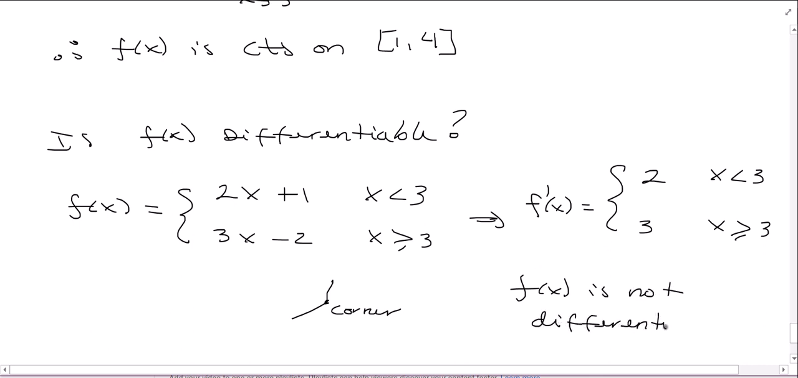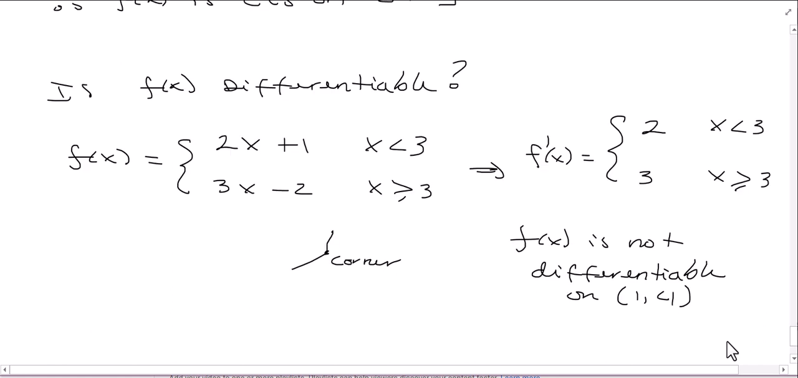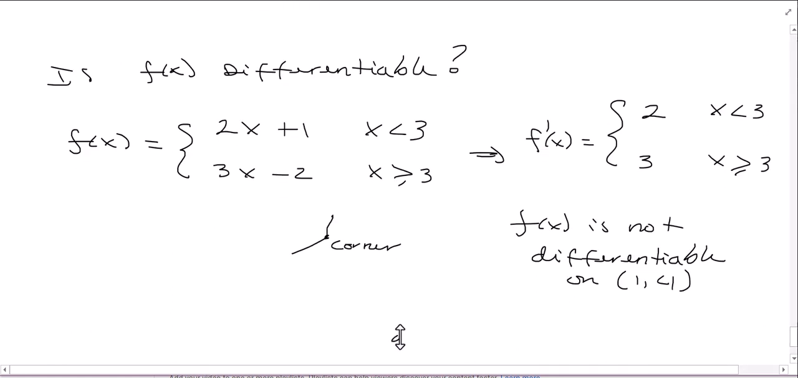So f of x is not differentiable at 3, and 3 happens to be on interval 1, 4. So it's not differentiable on 1, 4. So that means that the mean value theorem does not apply.